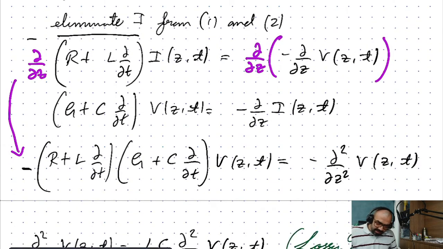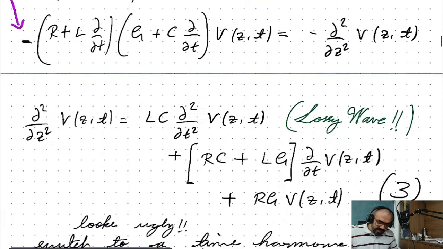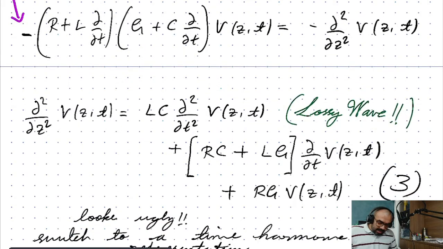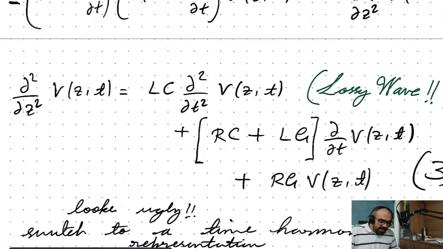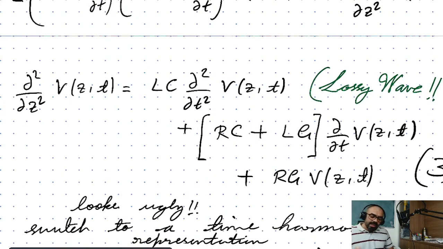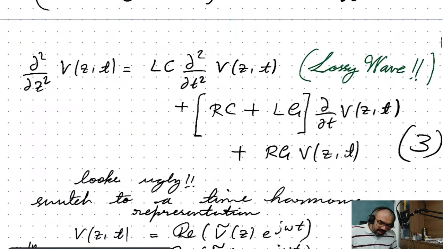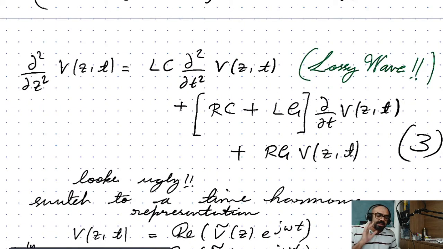And after doing all this simplification, we're going to end up with an ugly looking partial differential equation which contains only V(z,t). It has lots of terms. There are second partial derivatives with z, second partial derivative with time, first partial derivative with time, and so on. What it actually denotes is a lossy wave. So this is the wave equation with the loss terms, the damping and so on.